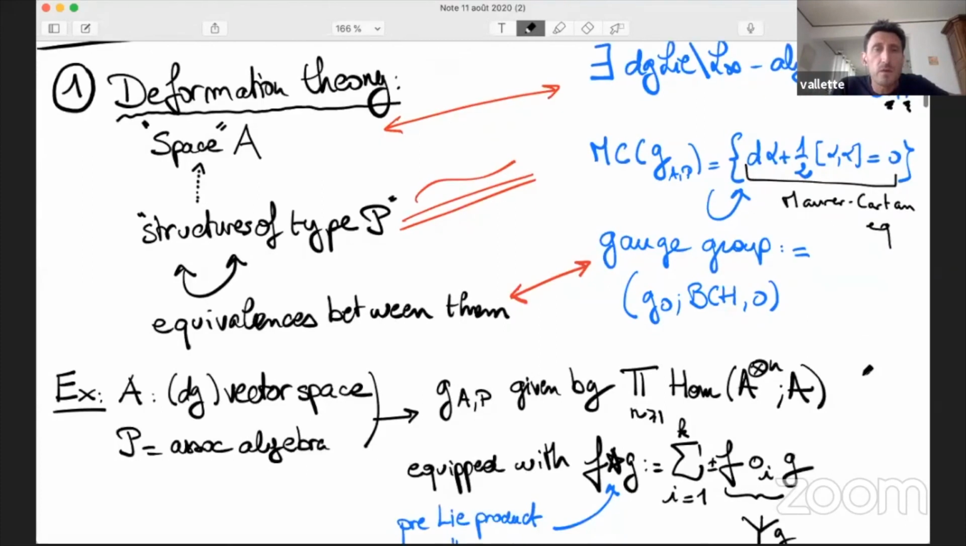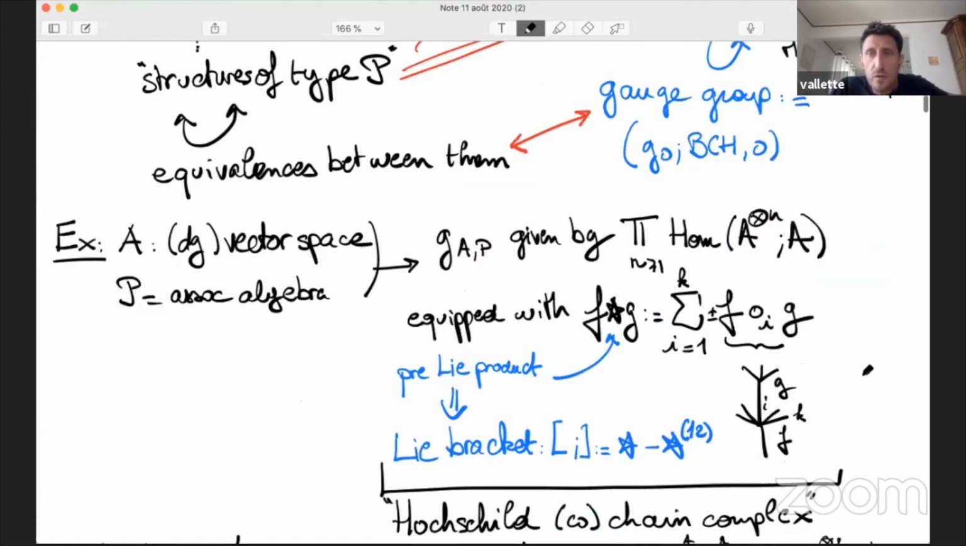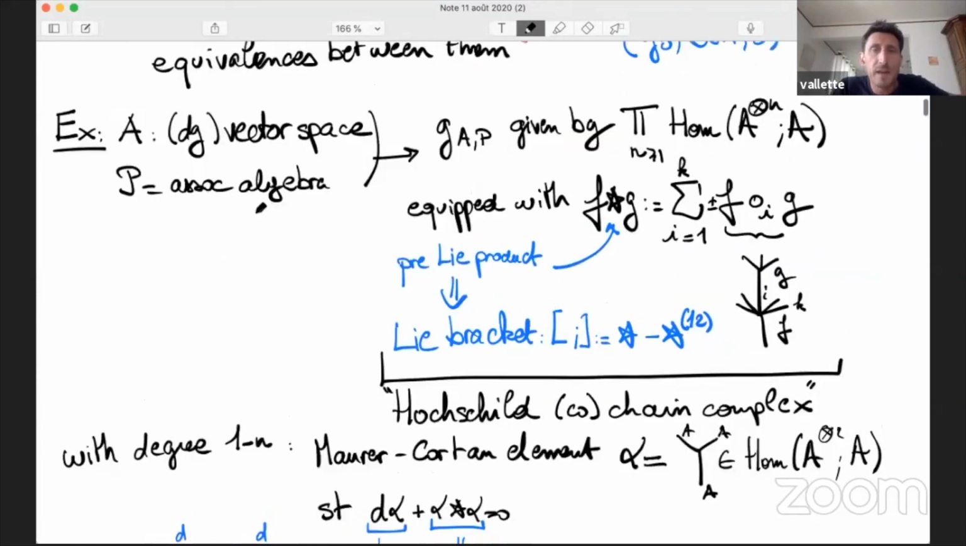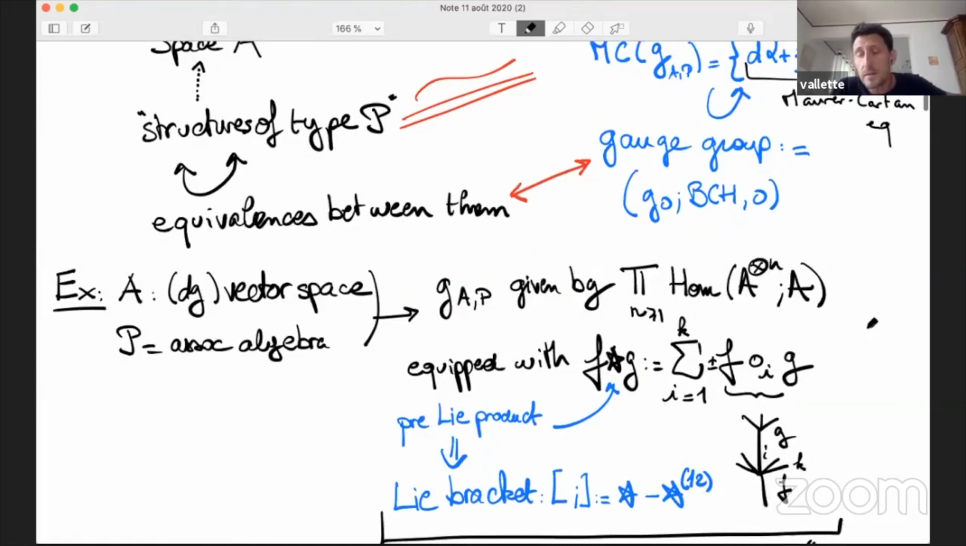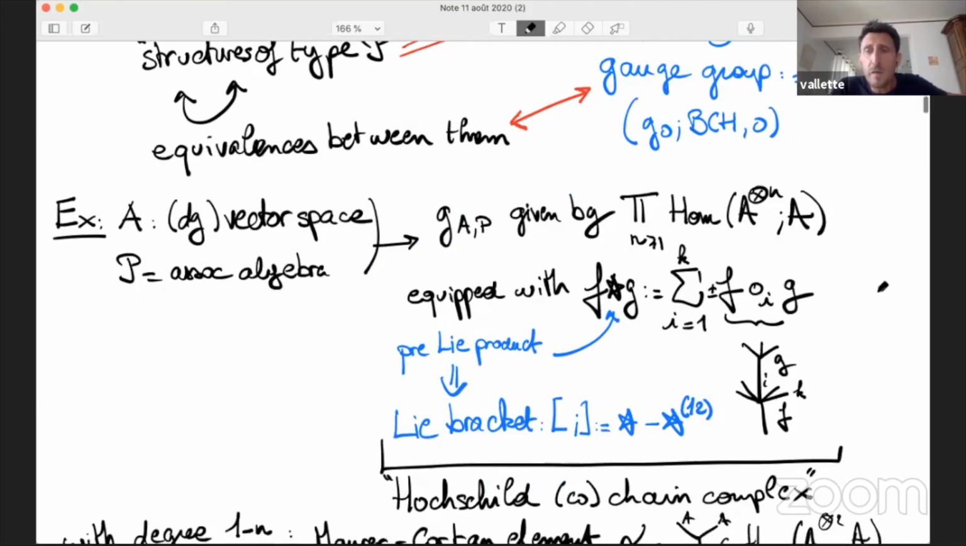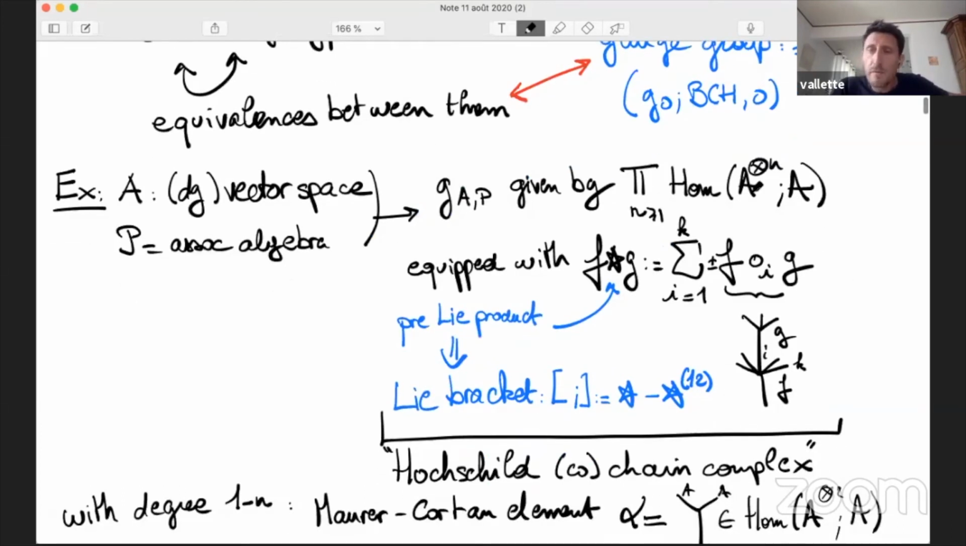Okay, so since you had the talk just before, let me just quickly recall what you saw in his talk too. In the case when A is a vector space and P is associative algebra structure, it turns out that a good DGLA is given by the product over n of linear maps from A to the n to A. You equip that with what? Well, here you have maps with n inputs, one output, so you can plug them in all possible ways. This is the star product, and this star product is pre-Lie.